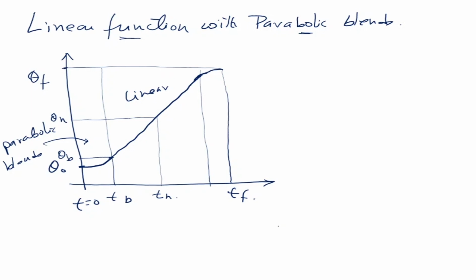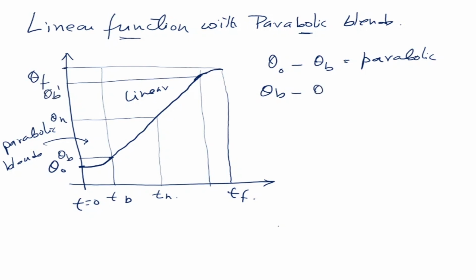So with this now, we want to find out what will be the equation, or how to perform this kind of motion. Okay, so we want to go from theta naught to theta B in a parabolic way. Then from theta B to the top of it, let's call this theta B dashed, it is linear. Then again from theta B dashed to theta F, it is parabolic.